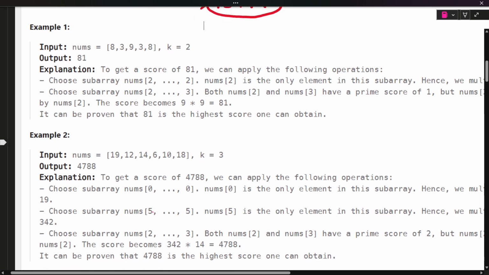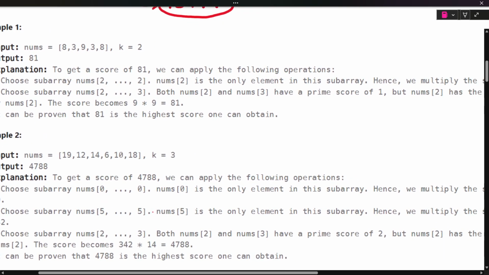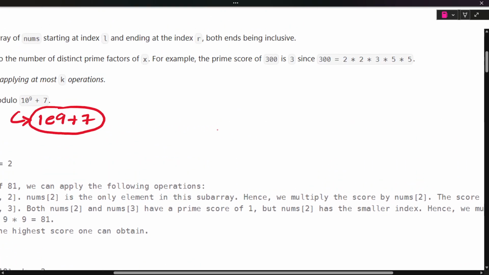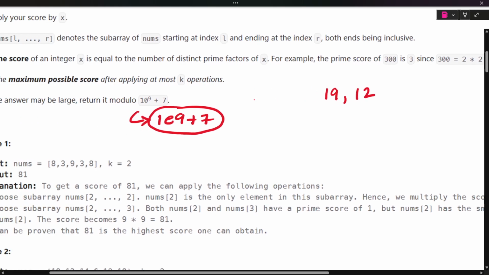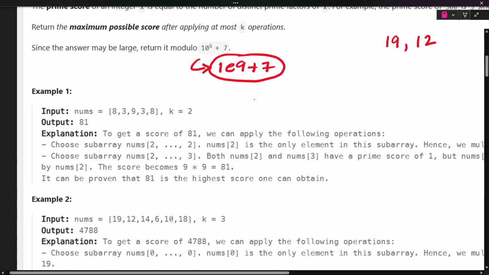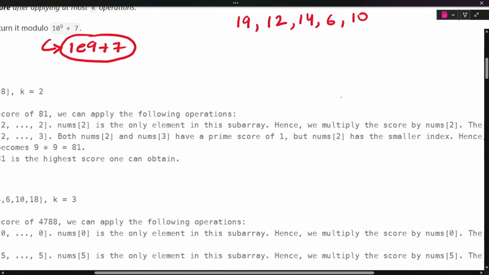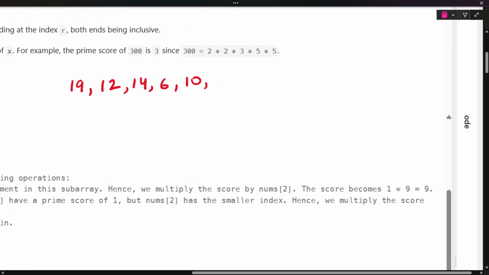Let's just take an example. Let me take this array: 19, 12, 14, 6, 10, 18, and 8. And we have k equal to 3.